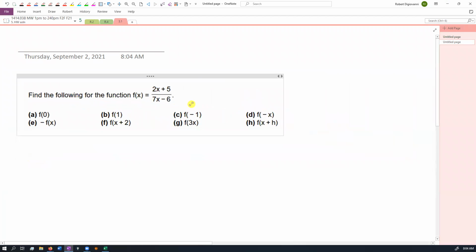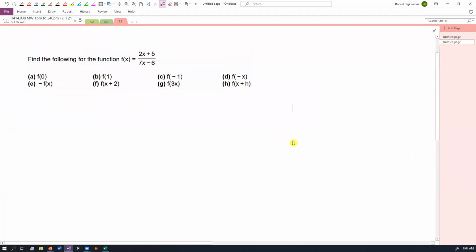All right, here we go. So first we plug in 0, right? Part A, plug in 0, replace all the x's with zeros. If we do that, we get 5 over -6. It just kills off these two terms. If we plug in 1, we should get 2 times 1 plus 5 over 7 times 1 minus 6. So on the top, we get 2 plus 5 is 7. On the bottom, 7 minus 6 is 1. So our answer should just be 7.